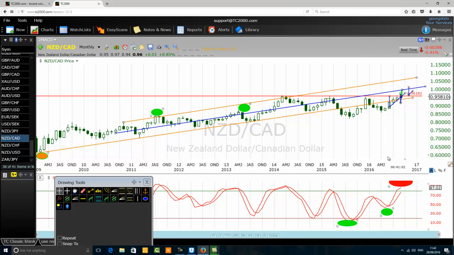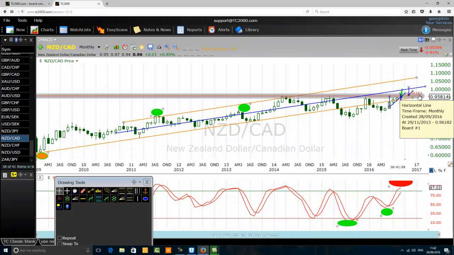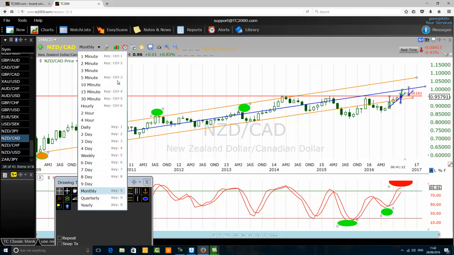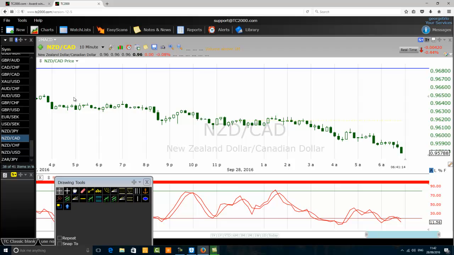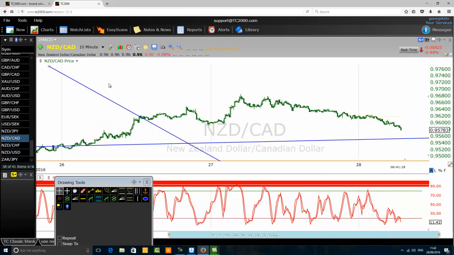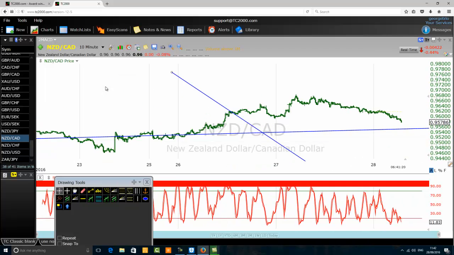All right, somebody who is a day trader will look for an opportunity to sell below 0.9618. So for instance, if we price at a resistance level, if I go to the 10-minute time frame, let's see what's happening there. You see, you want to sell.